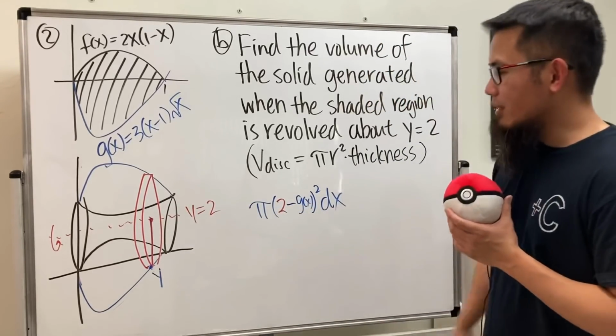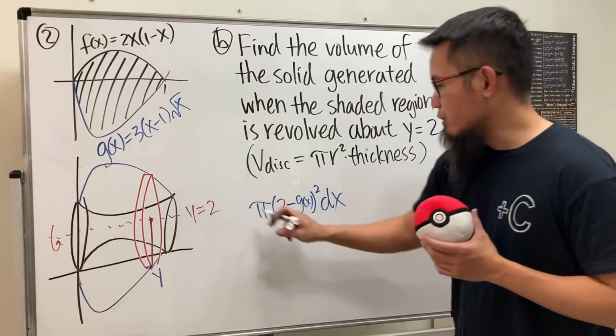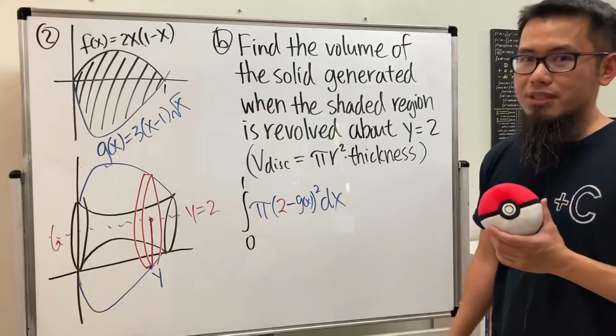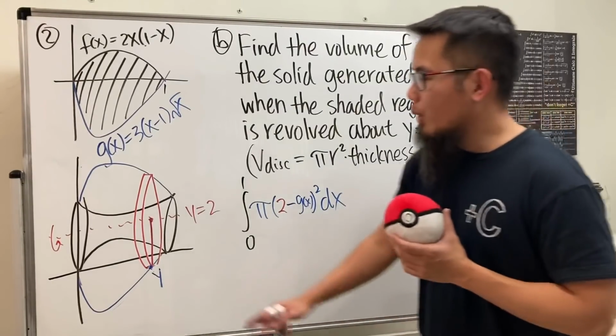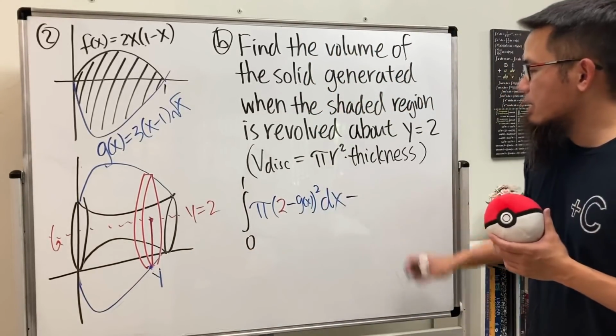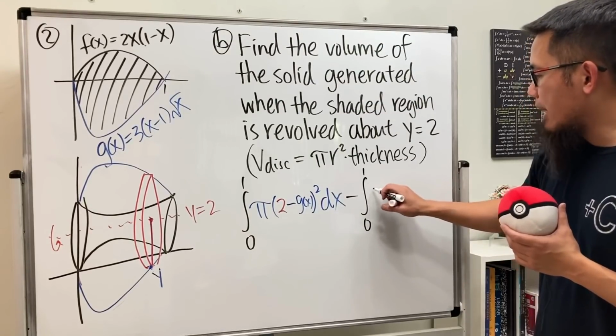We have to integrate it from 0 to 1, so you can find out the whole thing. So of course, we'll just do that integral from 0 to 1. That's pretty much it. But again, we also have to take care of the middle piece. So we will have to subtract. And then for this one, we'll just integrate from 0 to 1. Again, pi is just pi.